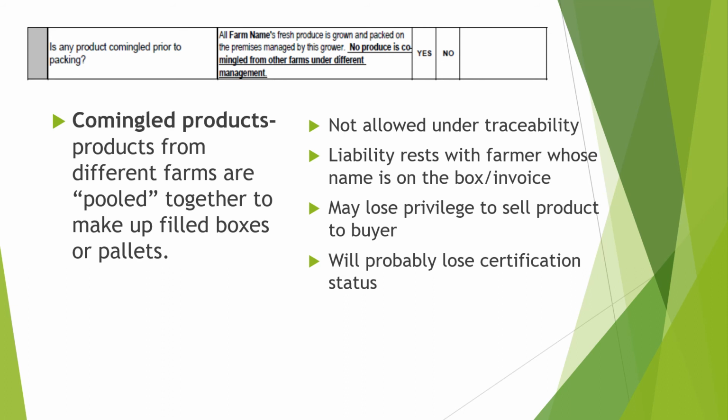On this template, you will see to the left the question posed: is any product commingled prior to packing? First of all, commingled products, what is that? Products from different farms are pulled together to make up and fill up boxes or pallets. Also, commingling in organic agriculture means mixing organic and conventional products in the same boxes and or the same pallets. Commingling is prohibited.